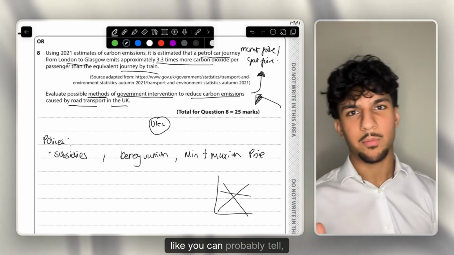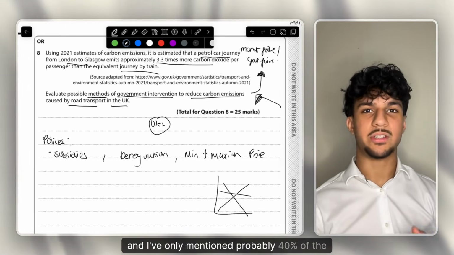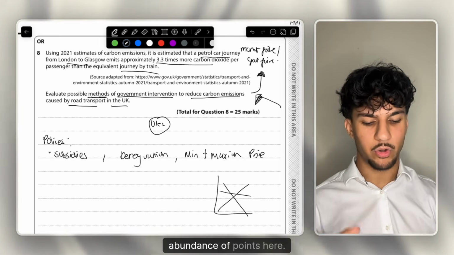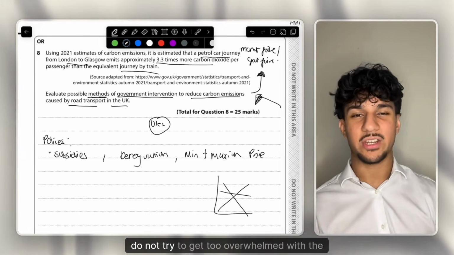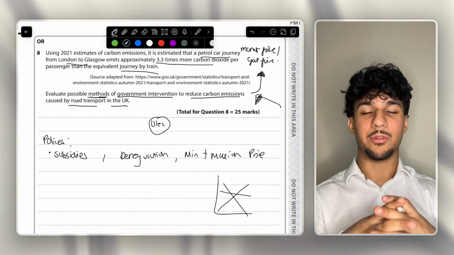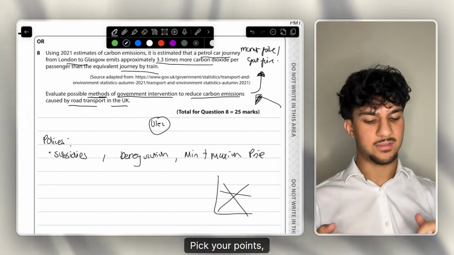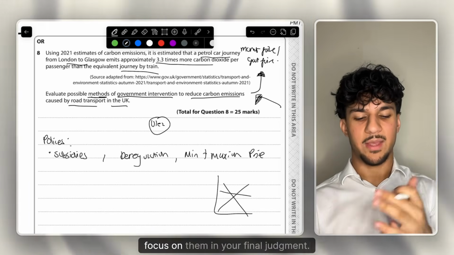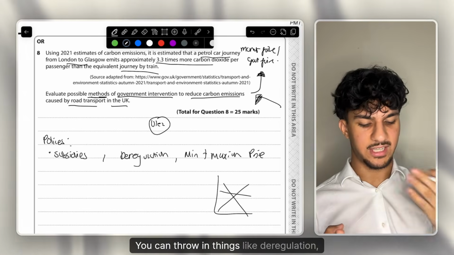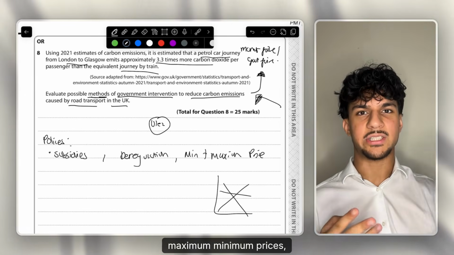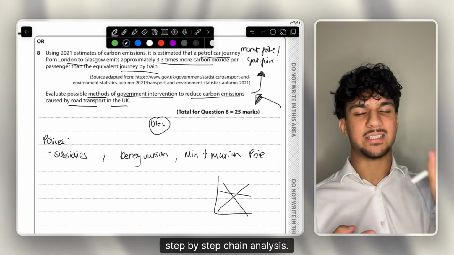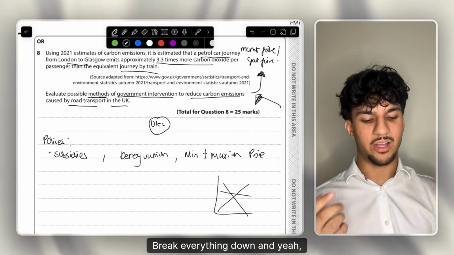But yeah, like you can probably tell, and I've only mentioned probably 40% of the points, there is an absolute abundance of points here. But again, do not try to get too overwhelmed with the variety of points. Pick your points, whether it's tax, subsidies. If that's your 2 paragraphs, focus on them. In your final judgment, you can throw in things like deregulation, maximum and minimum prices, but focus on your points. Of course, step-by-step chain analysis, break everything down, and yeah, that should be more than enough.